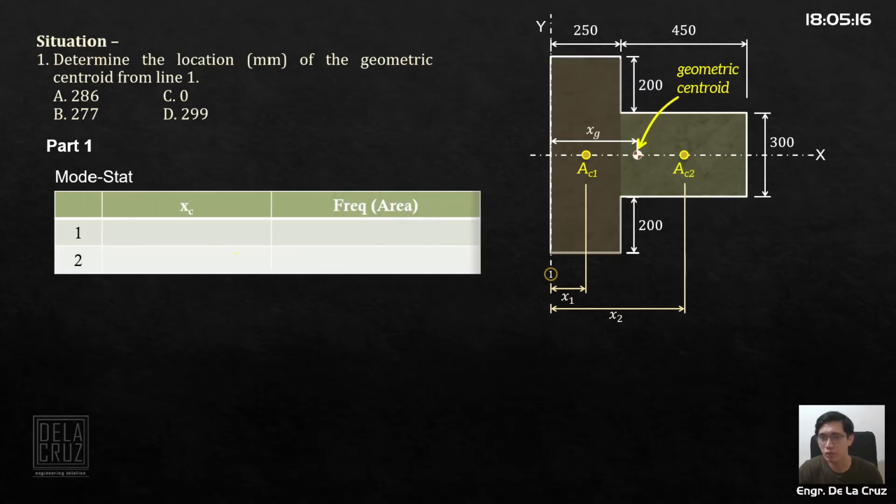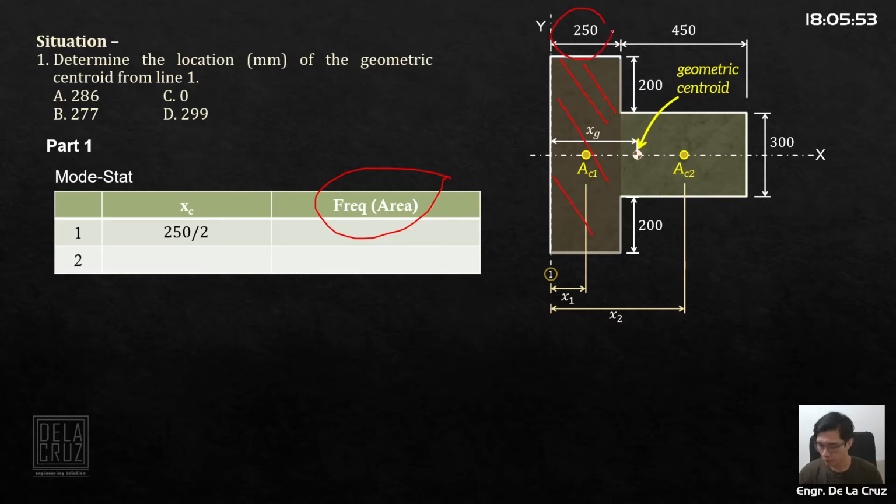Then, we turn on the frequency. For x, that is the location of the centroid of each section. For frequency, we use the area of the section. Okay? Let's start with section 1. So, x1. What is x1? If this is a rectangle, then x1 is half of 250, that's 250 over 2. Okay, what is the area?